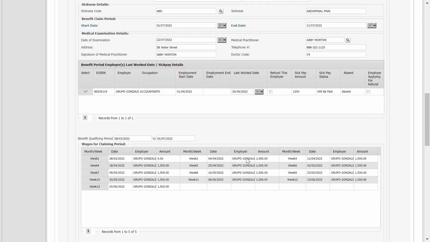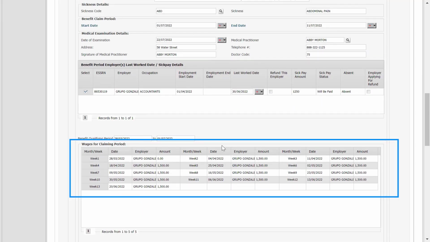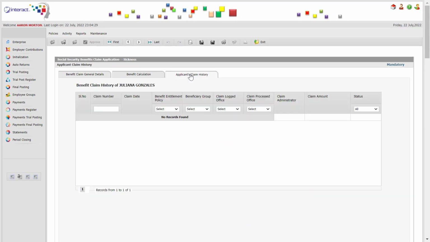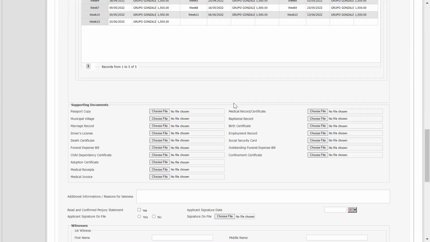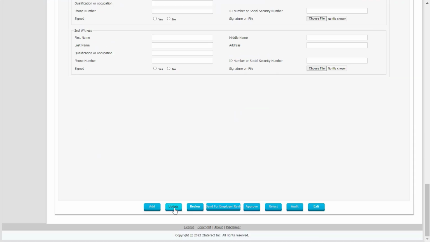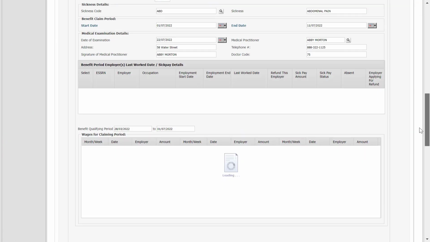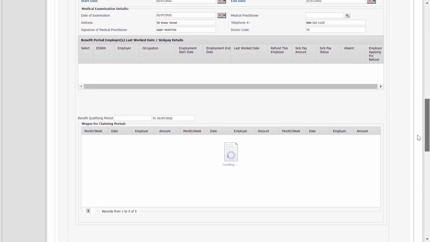We can see the wages earned which directly affect the benefit claim calculation. We can even view the claims history of this claimant. Since we've made some changes to this claim already, we're going to press the Update button so that the changes are all saved. Now we can move things along by confirming that we have reviewed the claim.